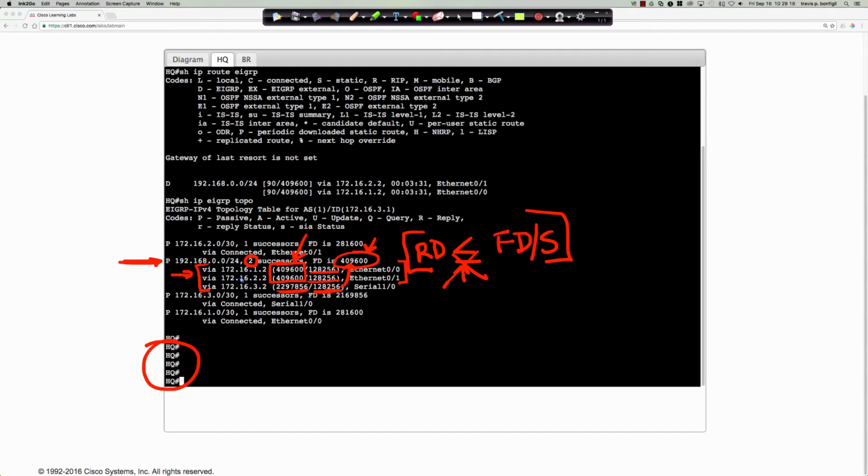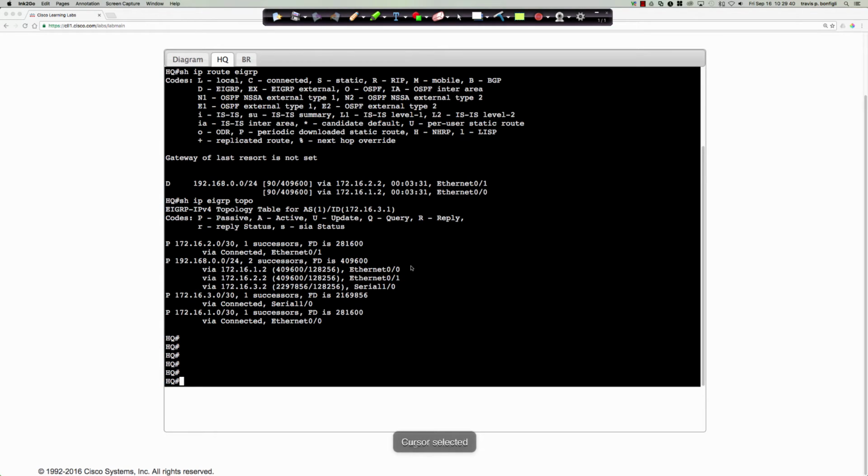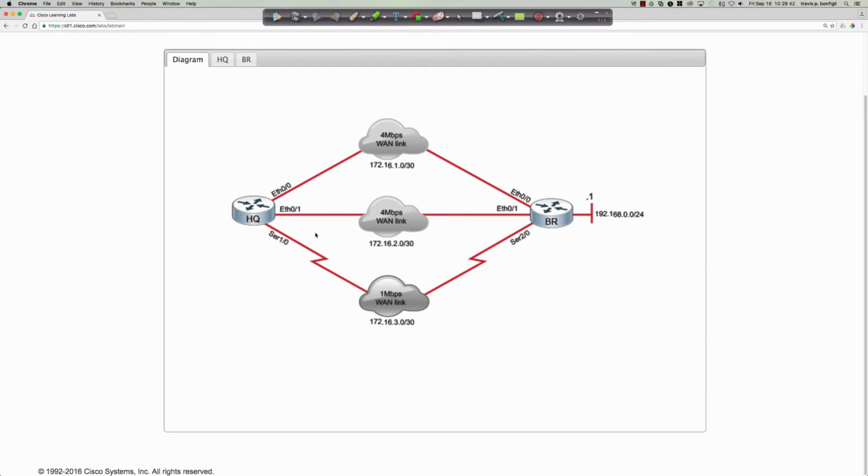So these are our successors, and that's our feasible successor here. Remember, successors are listed first and then feasible successors later. This qualifies as a feasible successor. If the reported distance did not qualify, it would not show up in this output. And so let me show you what would happen and how we manipulate it.